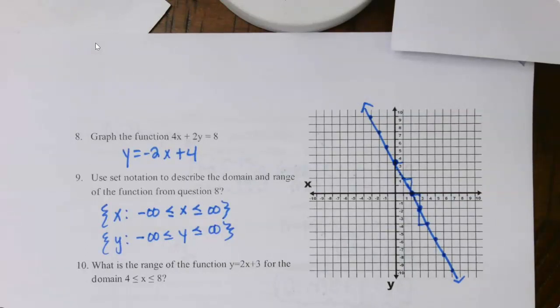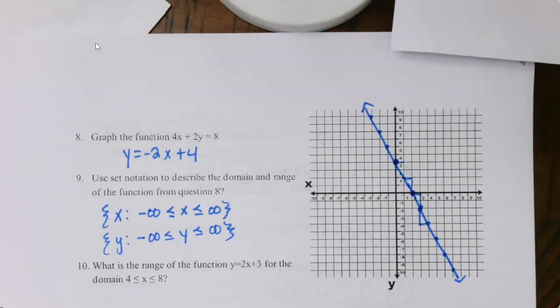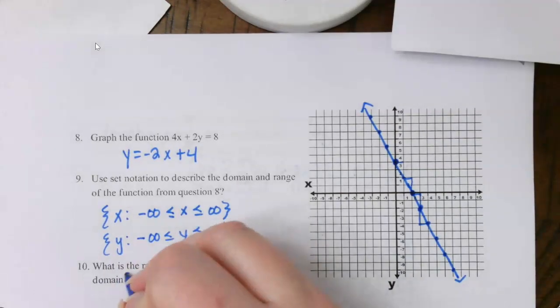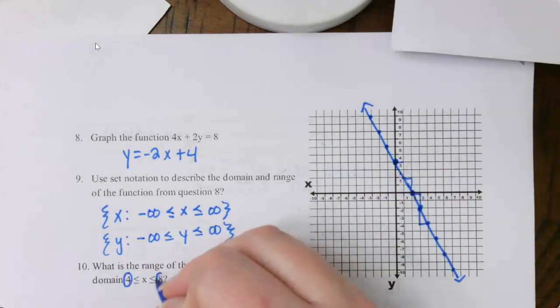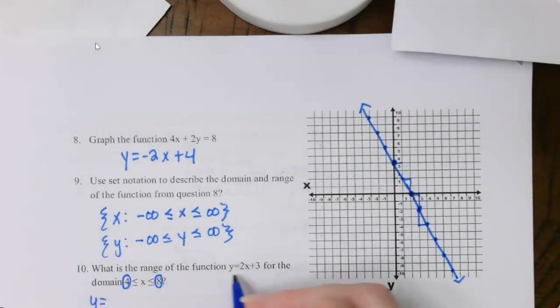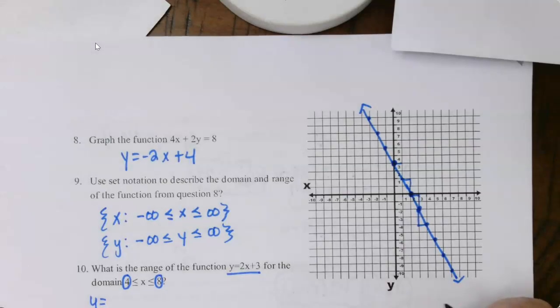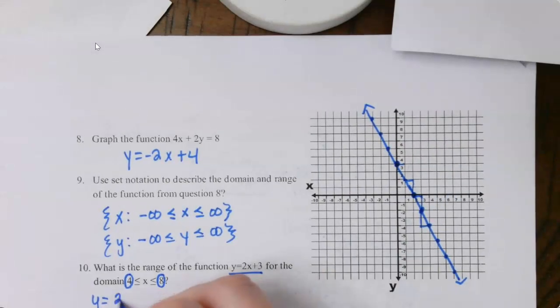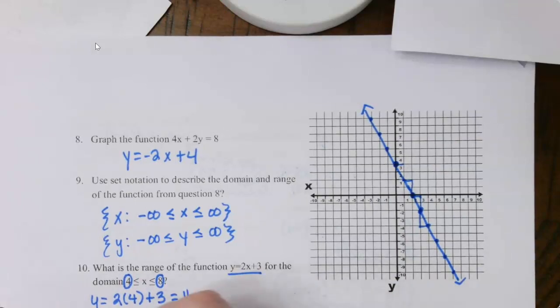Number 10 says, what is the range of the function y equals 2x plus 3 for the domain x is between 4 and 8? Well, all you have to do is plug in a 4 and an 8 for x and see what that gives us. If we plug in a 4 for x, that's 2 times 4 plus 3, which gives you 11. If we plug in an 8, y equals 2 times 8 plus 3, that's going to give us 19.